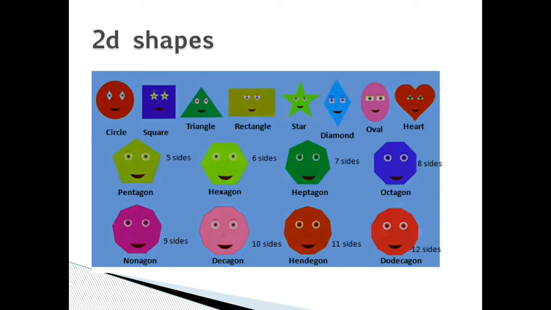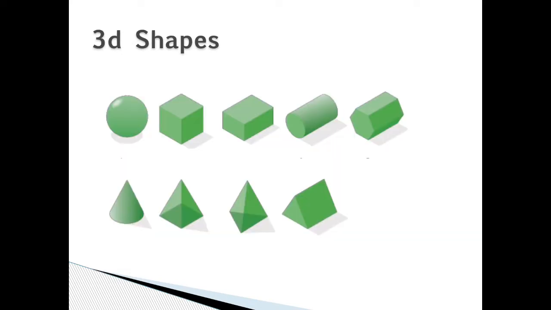The one with 5 sides is a pentagon, 6 sides is a hexagon, 7 sides is a heptagon, 8 sides is an octagon, 9 sides is a nonagon, 10 sides is a decagon, 11 sides is a hendecagon, and 12 sides is a dodecagon. Would you be able to name the following 3D shapes?